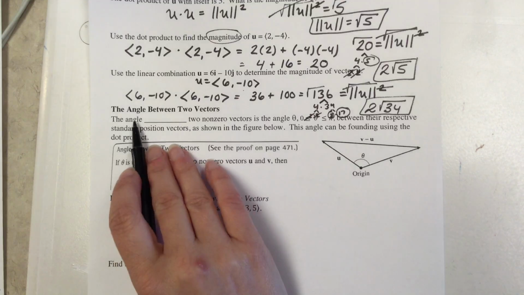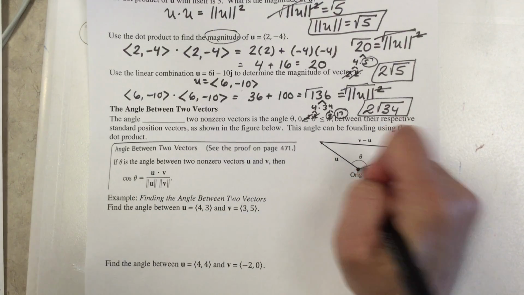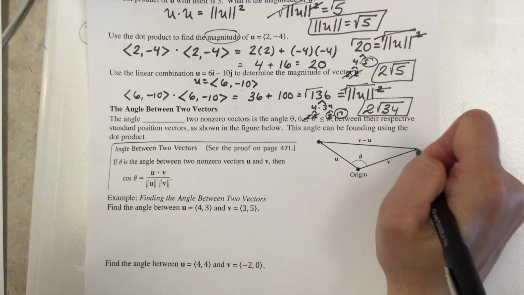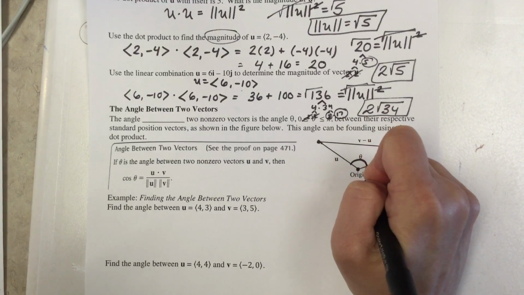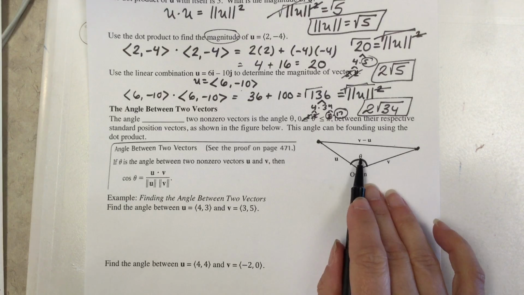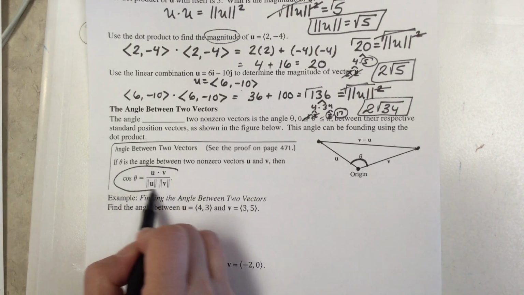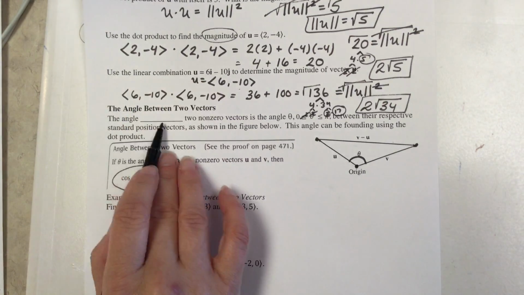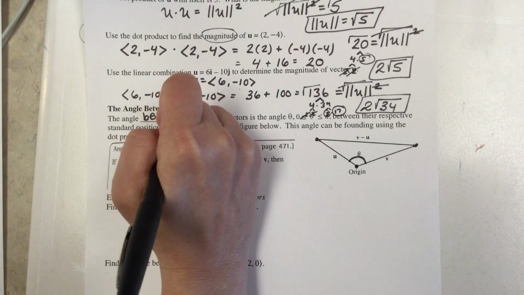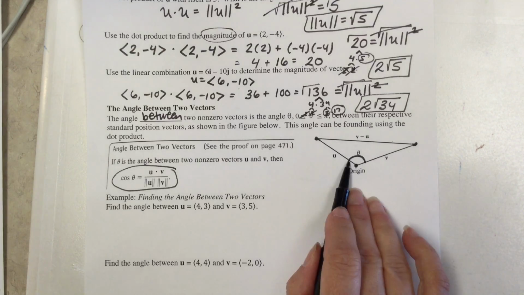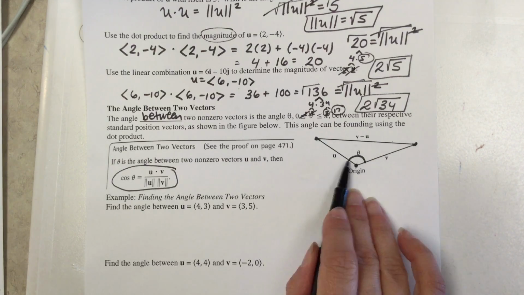You can find the angle between two vectors. So check this out. Here are two vectors, right? It's going from here to here and it's going from here to here. I can find this angle using this formula. But here's the space that I skipped, the angle between. It only works to find an angle between two vectors.